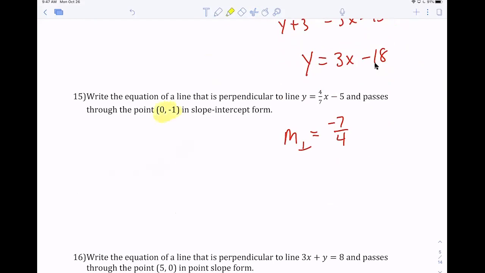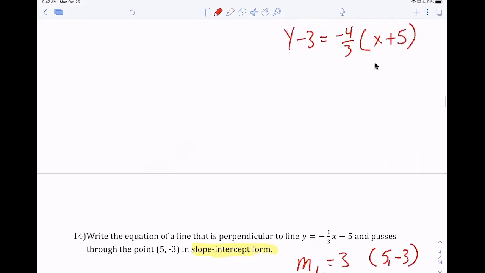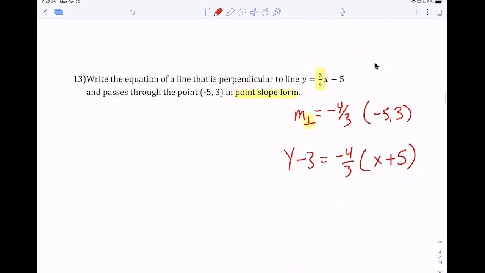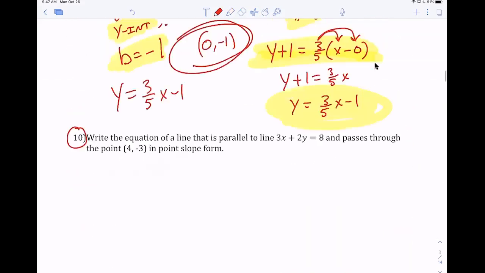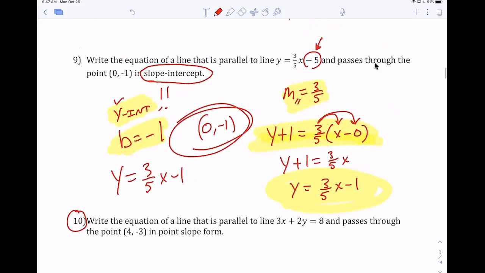No, what is this called? What is that called? Don't tell her. Refer back to your notes. Oh, it's like a horizontal. No, refer back to your note on number 9. What is 0, -1 called? Oh, the y-intercept.